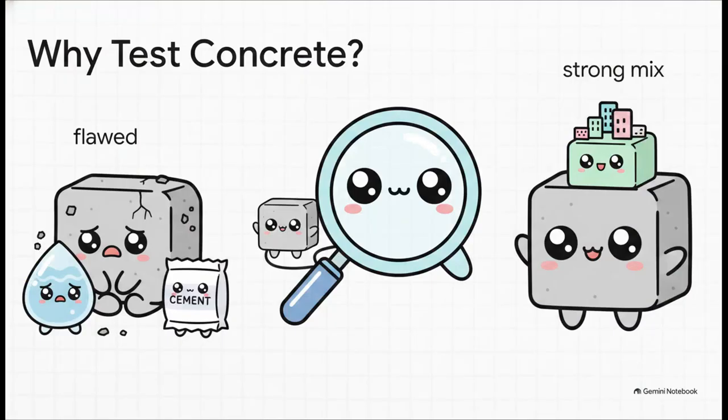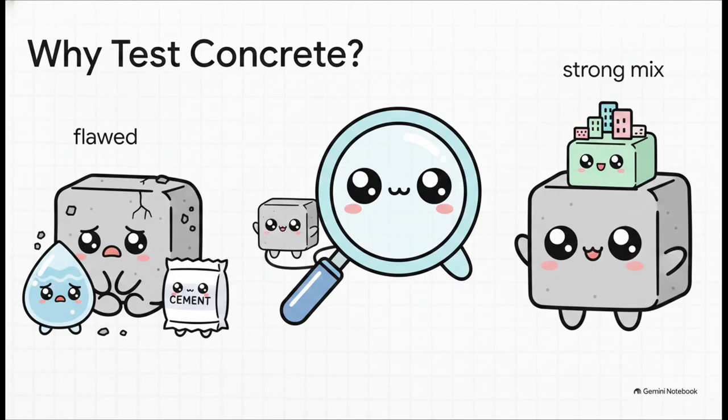Before we even touch the virtual equipment, we really have to ask ourselves, why do we go through all the trouble of testing concrete in the first place? Why does this specific material need such rigorous daily testing? Well, the crucial point is that undetected flaws in your mix ratio, whether it's an off water-cement ratio, poor compaction, or just incorrect curing, can lead to massive variations in strength. If those go undetected, they completely compromise structural integrity.